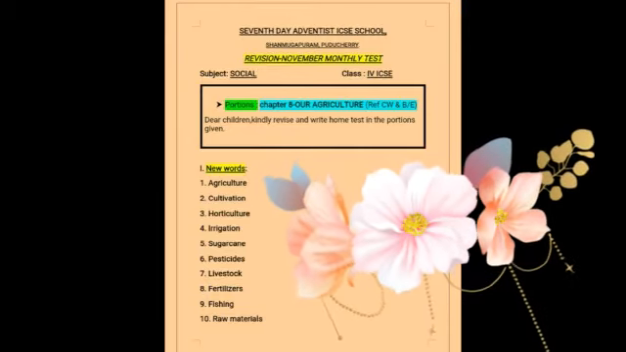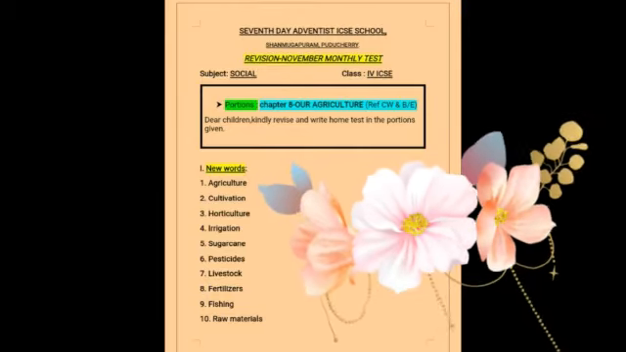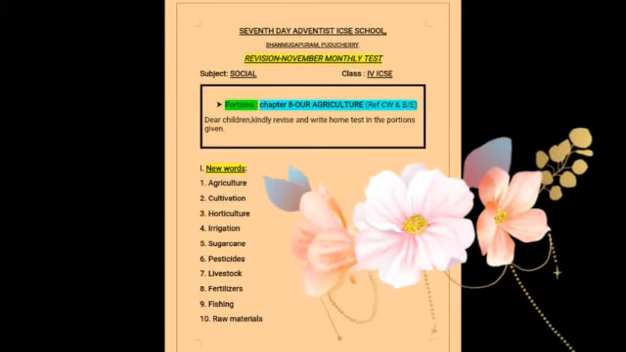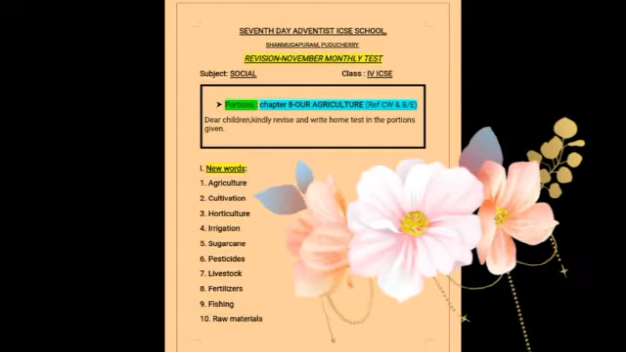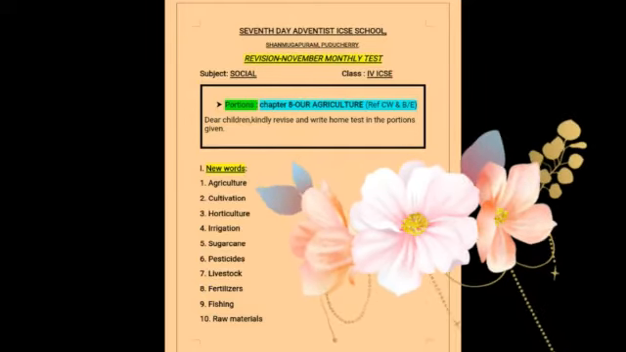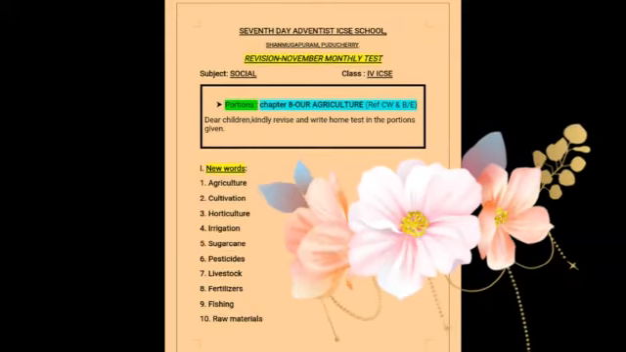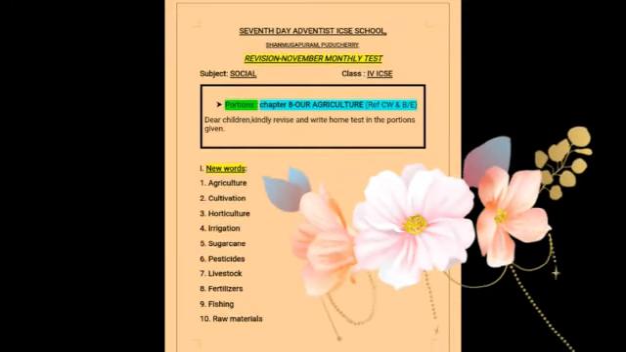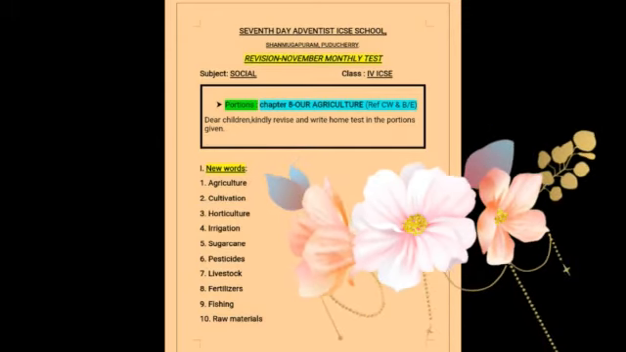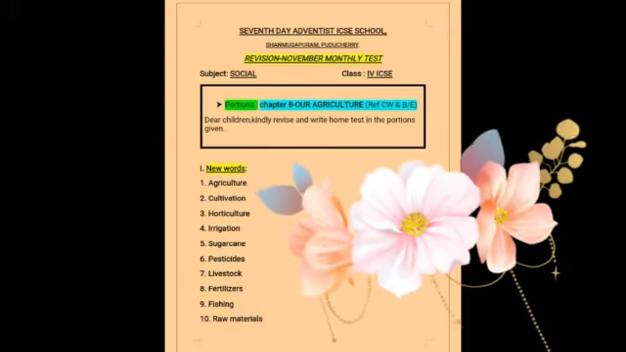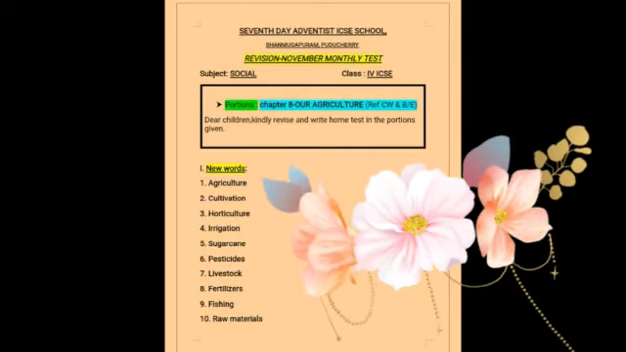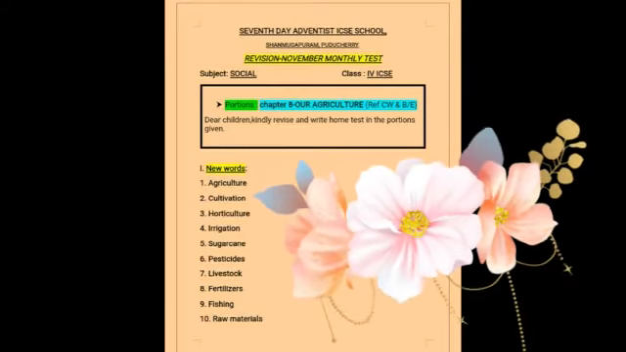Sixth one, pesticides. P-E-S-T-I-C-I-D-E-S, pesticides. Seventh one, livestock. L-I-V-E-S-T-O-C-K, livestock. Eighth one, fertilizers. F-E-R-T-I-L-I-Z-E-R-S, fertilizers. Ninth one, fishing. F-I-S-H-I-N-G, fishing. Tenth one, raw materials. R-A-W, raw. M-A-T-E-R-I-A-L-S, materials.